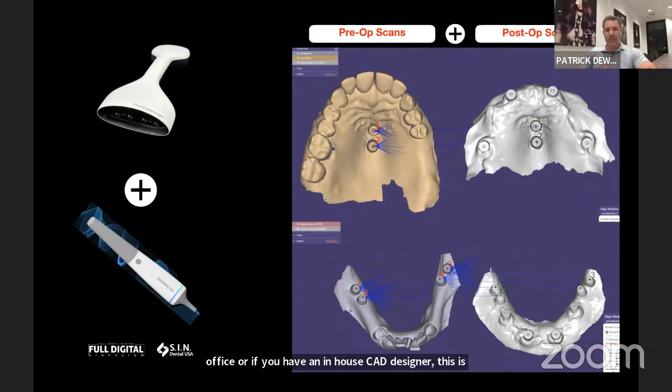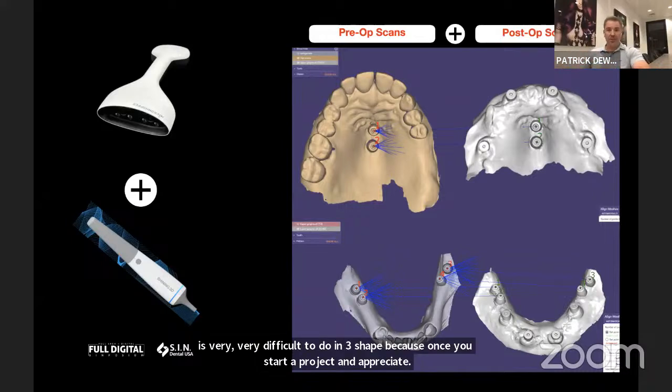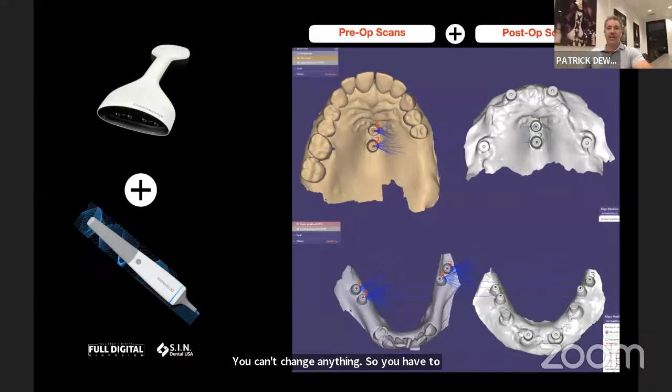Now, I will also pause for a minute and explain, because this gets asked quite often: can you do this in 3Shape, which is another CAD design software? Yes, you can. It is very, very difficult to do in 3Shape because once you start a project in 3Shape, you can't change anything. So you have to go all the way through to the end.